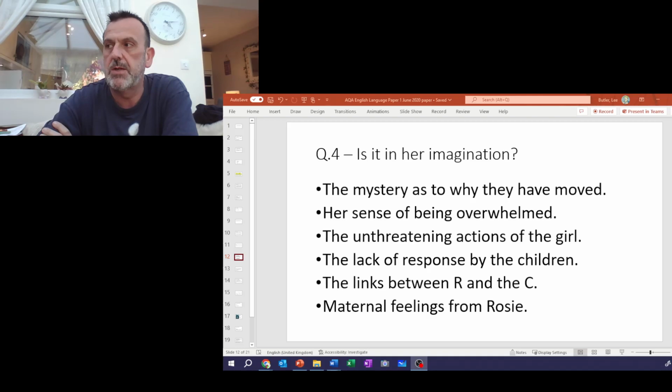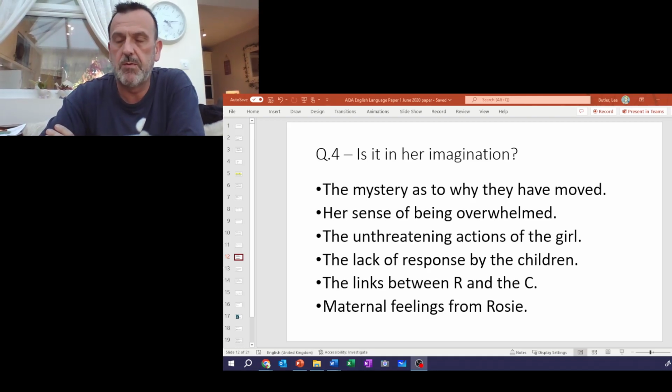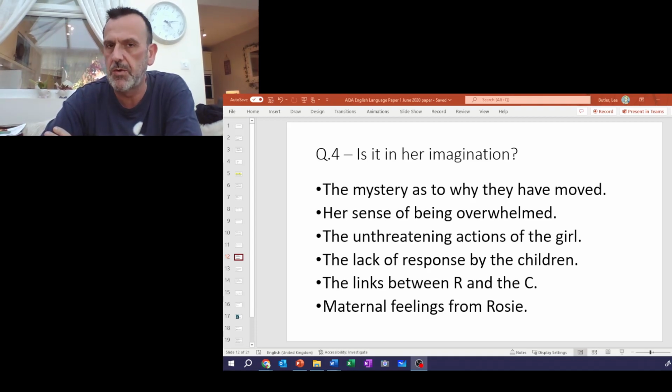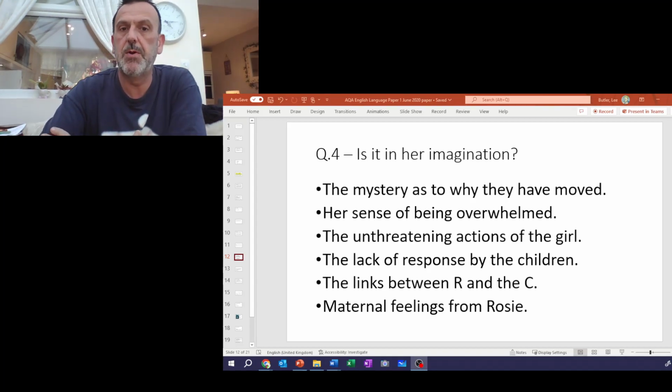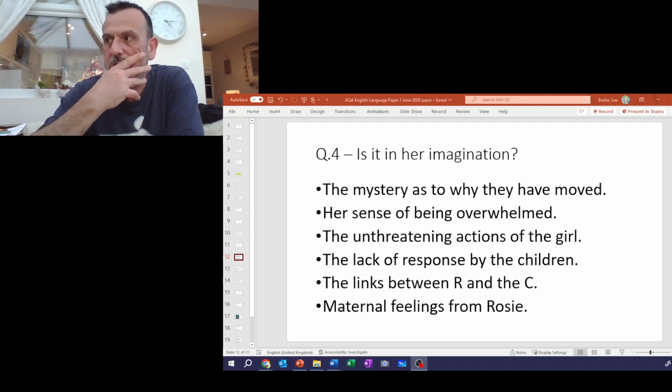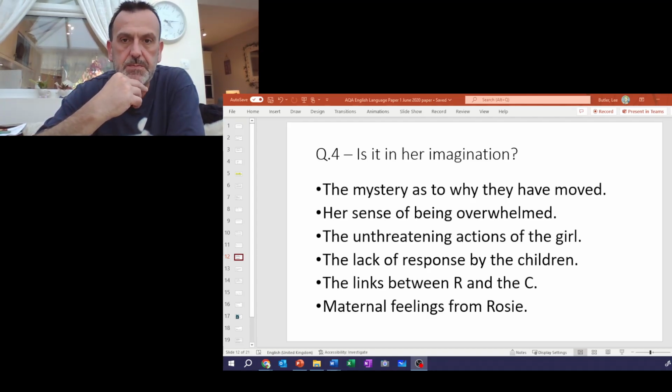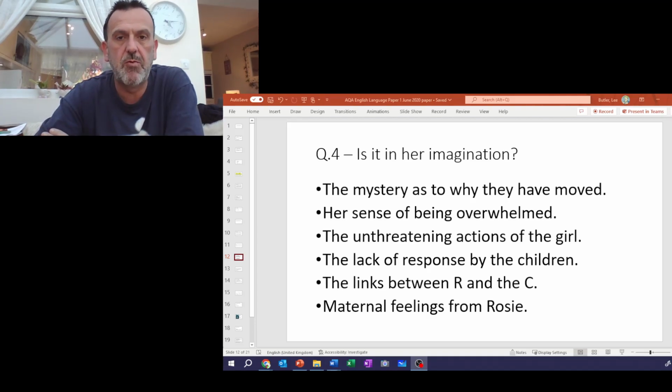So is it an imagination? Well, you've got the mystery as to why they've moved. Obviously that's before the section, but you can refer to it briefly. Her sense of being overwhelmed, again, that was set up earlier. So when we get down to the actual section they want to talk about, you've got the unthreatening actions of the girl. She's not doing anything particularly creepy. She's not climbing out of a well after you watch the videotape. Or mixing up horror films.